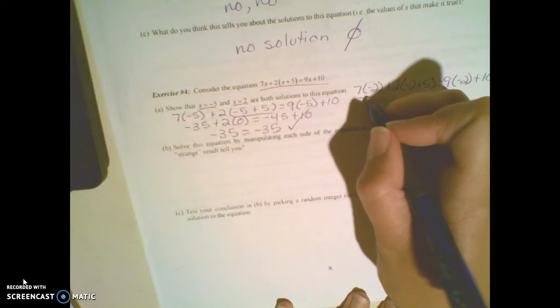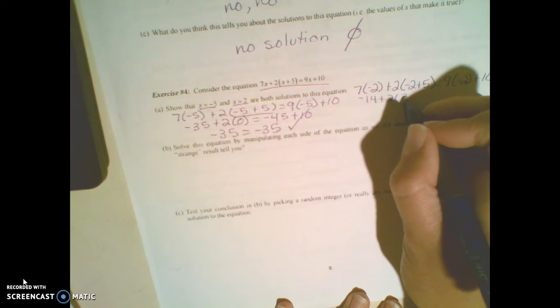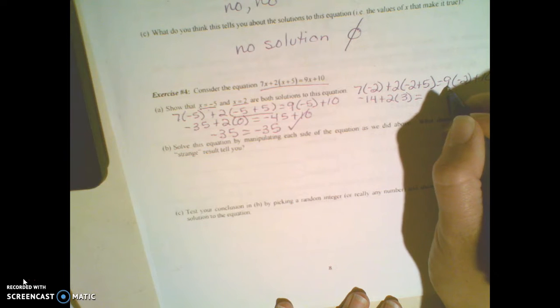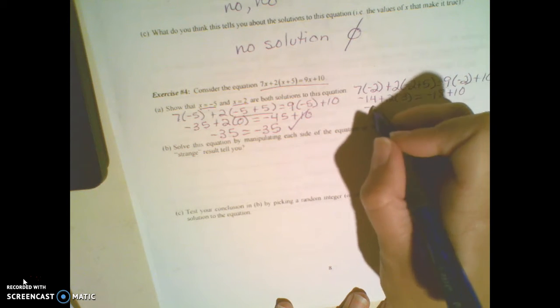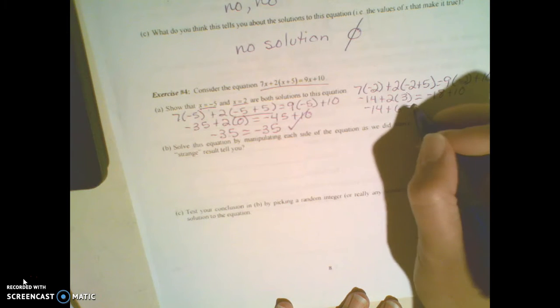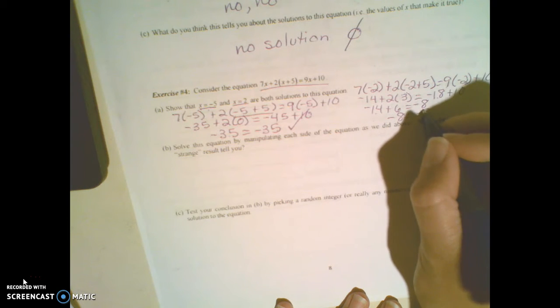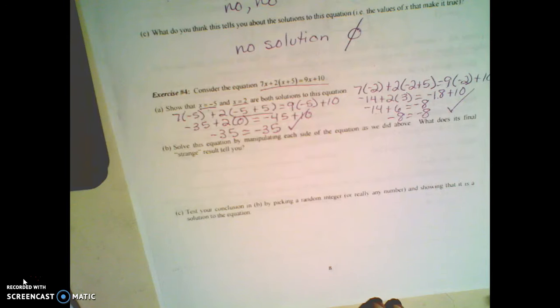7 times negative 2 is negative 14, plus 2 times negative 2 plus 5 is 3, equals 9 times negative 2 is negative 18 plus 10. Negative 14 plus 6 is negative 8, and negative 18 plus 10 is negative 8. So negative 8 does indeed equal negative 8. That means that both of those solutions work.